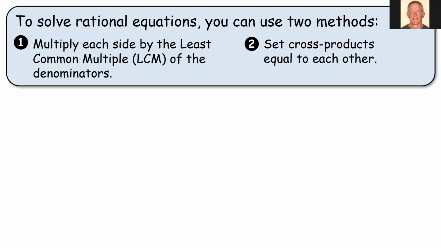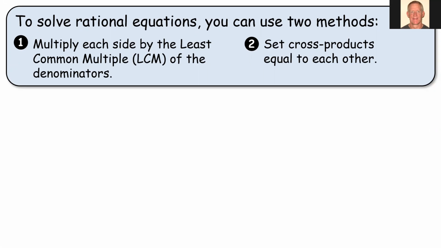Now there are two methods we can use to solve rational equations. The first is we can multiply each side by the least common multiple, or LCM, of the denominators. By doing that, as we'll see in a moment, we can eliminate the denominators and then we have an equation we can solve. The second approach is to set the cross products equal to each other. So depending on the equation we have, one method or the other is going to give us the most effective way to solve the equation.